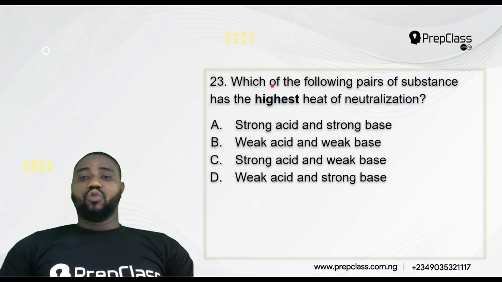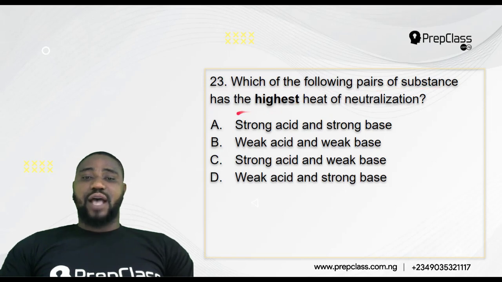23 says, which of the following pairs of substance has the highest heat of neutralization? Is it a strong acid and a strong base, a weak acid and a weak base, a strong acid and a weak base, or a weak acid and a strong base? Which one will have the highest heat of neutralization?